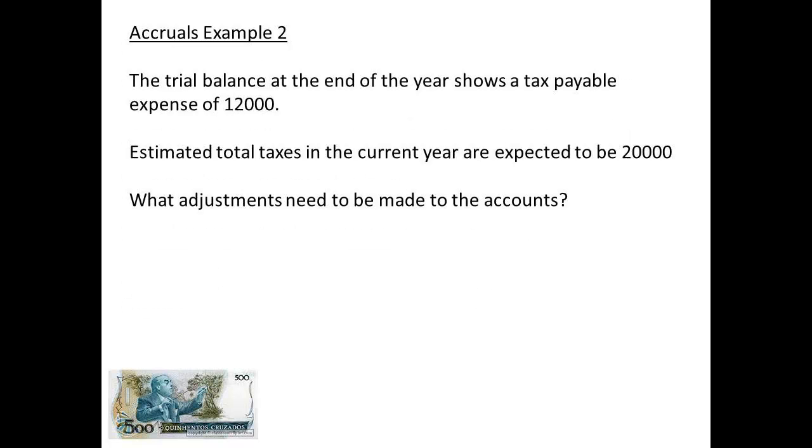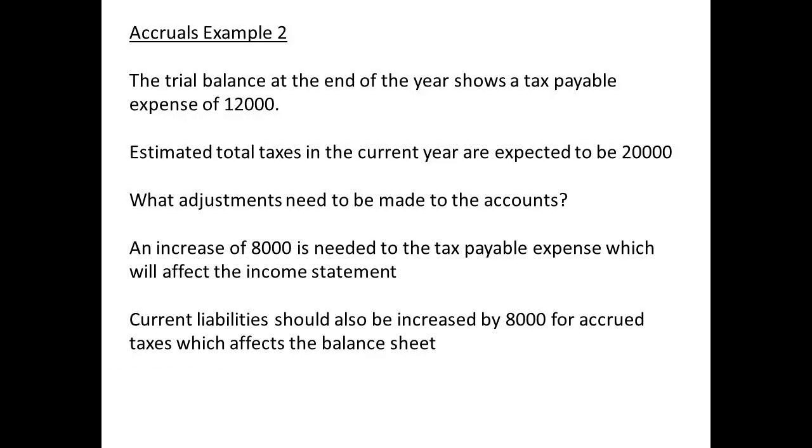We will do one more example for you. The trial balance shows that tax payable expenses currently stand at £12,000. However, it is estimated that the total taxes at the end of the current year will be £20,000. What are the adjustments that will be needed to the accounts? The current entry for taxes payable is £12,000 and the expected taxes payable is £20,000. So an increase of £8,000 is needed to the tax payable expense.